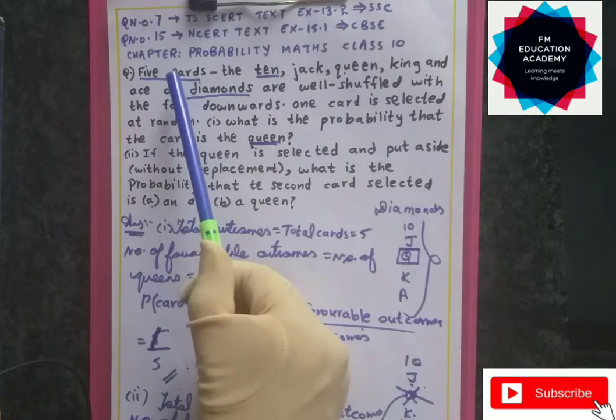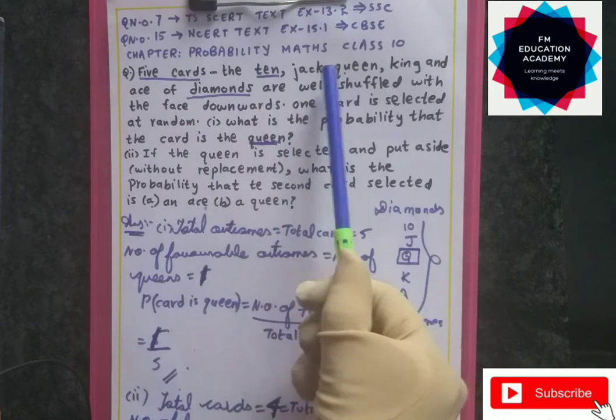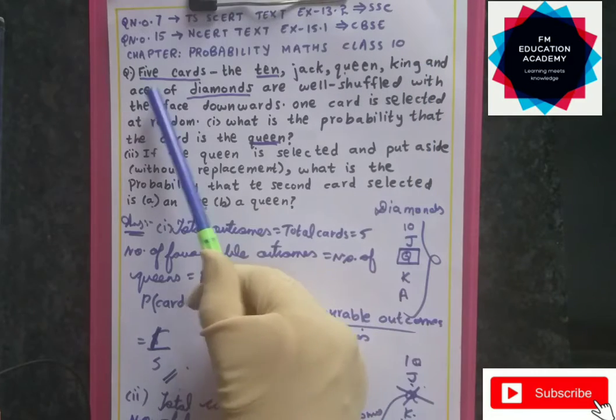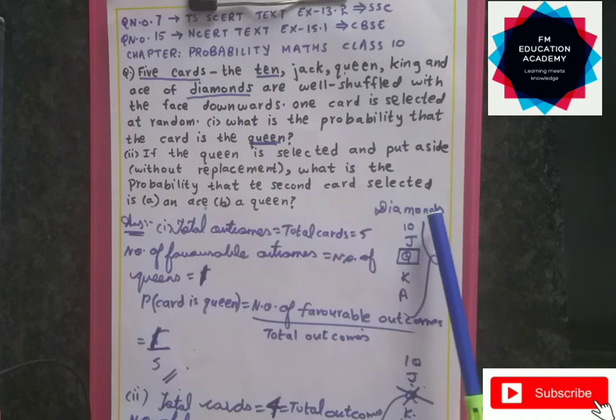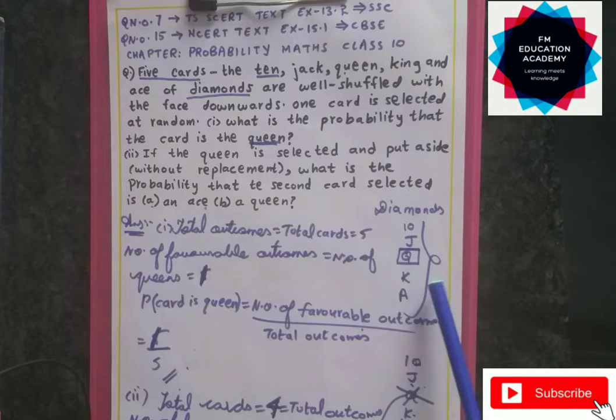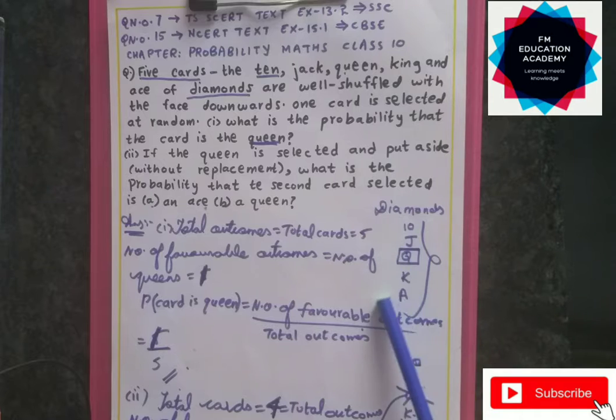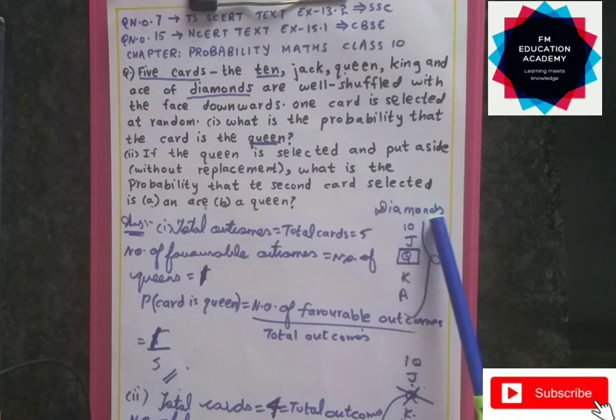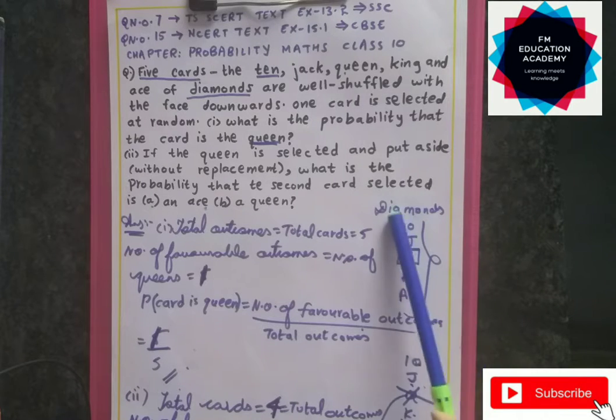Now from that knowledge, the question is taking just 5 cards out of the 52 cards, and those 5 cards belong to the diamond group. And what are the 5 cards he has taken? 10, jack, queen, king, and ace. So I have written here, from the diamonds group, he has taken 10, that is the number 10 card, jack (J), queen (Q), king (K), ace (A). These are represented on the card by this number and these alphabets.